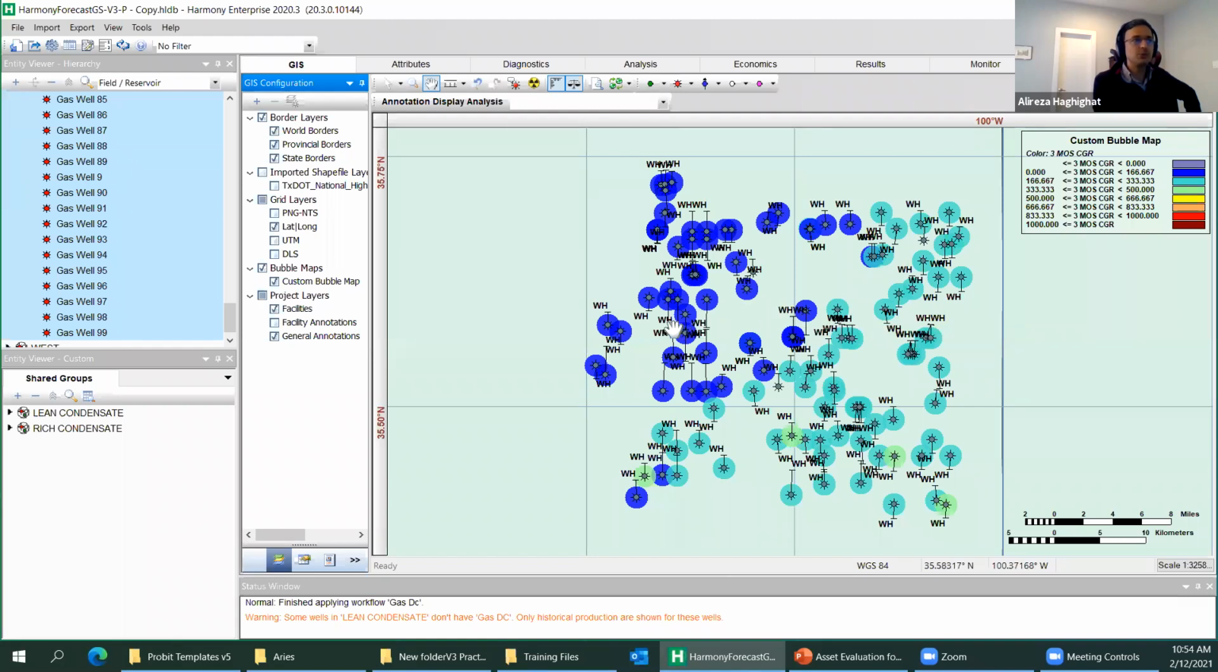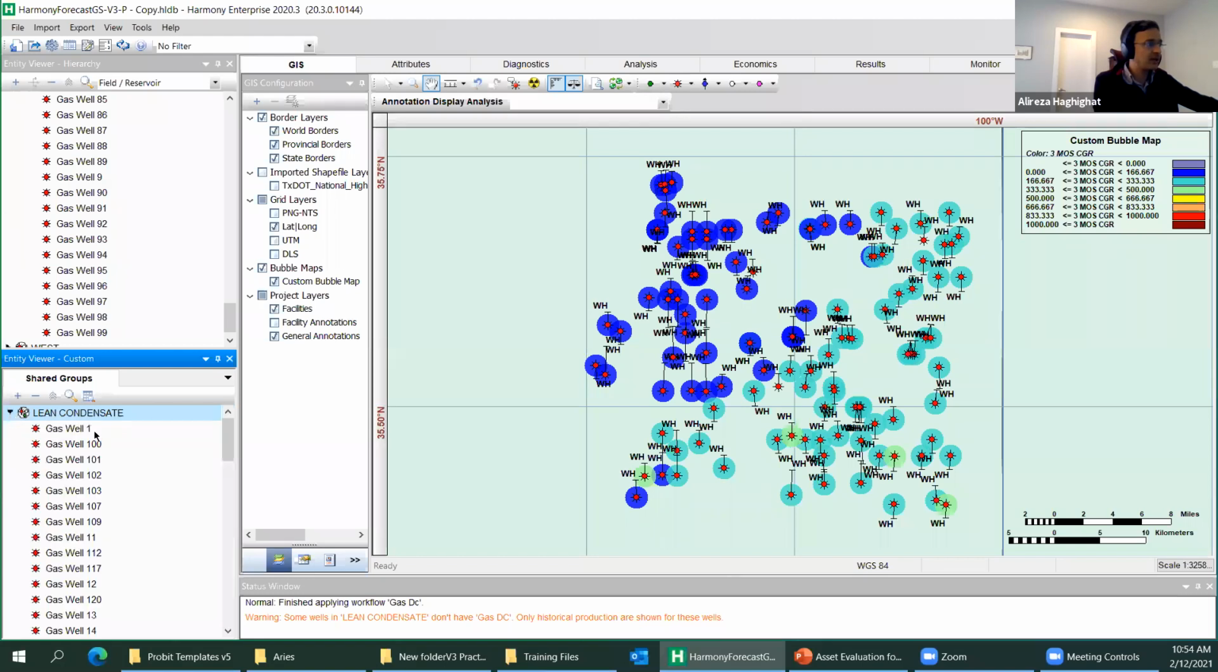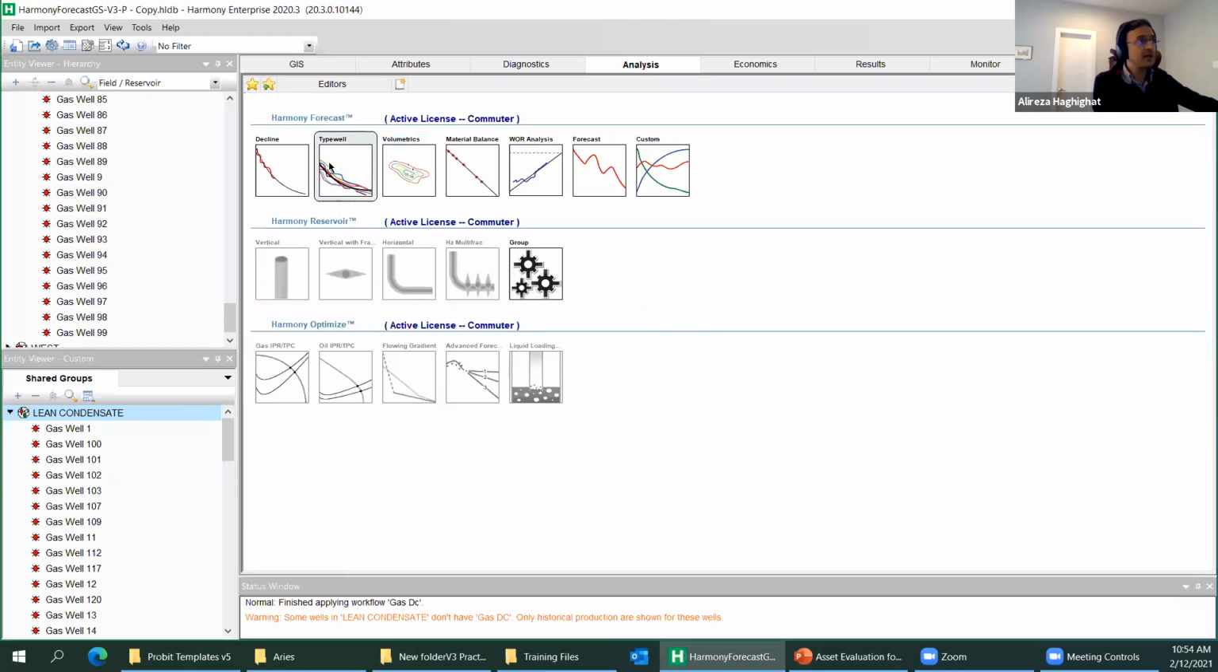As I told you, we should look at the average performance of the production of all of these wells with similar characteristics. So I go within the IHS Harmony Forecast software, I select the lean condensate group that I created, and you can see under this group, all of these wells are located. I go there, I go to analysis, and this time we should create a type well.